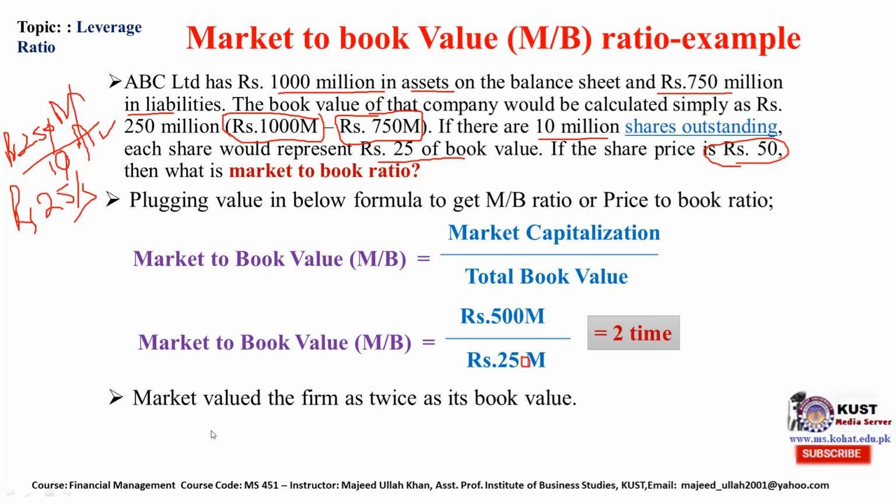Means the company performed well in the past, and that's why the shareholders preferred to invest in the ABC Limited shares, and its market price moved upward. So that is the reason for the overvaluation of the company.